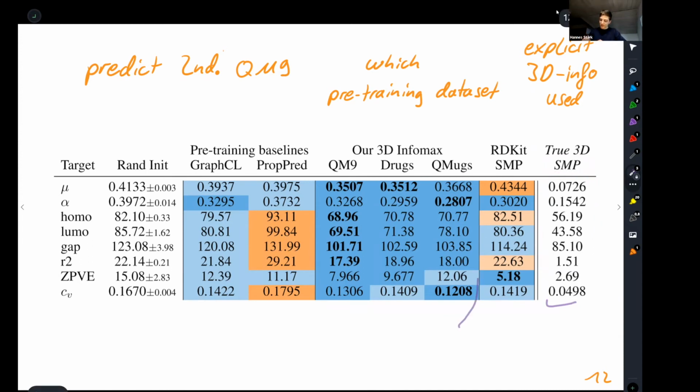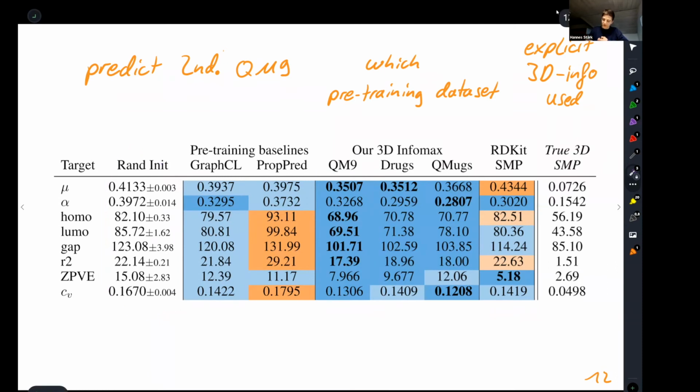But we can see that we won't reach this limit, but we're getting closer to it than this baseline. Because if we, for example, look at the numbers that we get after pre-training with QM9, we can see on average an improvement of 22%, or a decrease in mean average error of 22% compared to the non-pre-trained baseline.